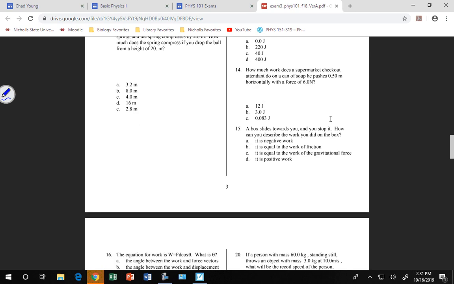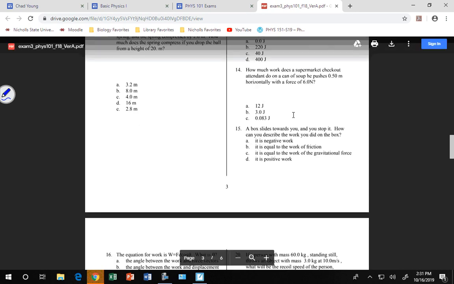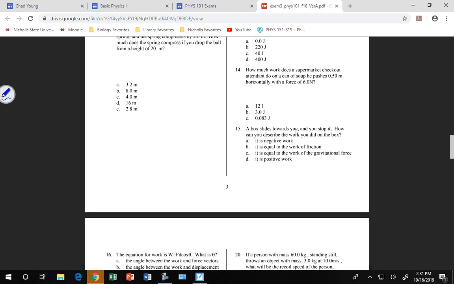Okay, a box slides towards you and you stop it. How do you describe the work you did on the box? If I'm stopping it, I'm taking energy away from the box, so that's negative work.